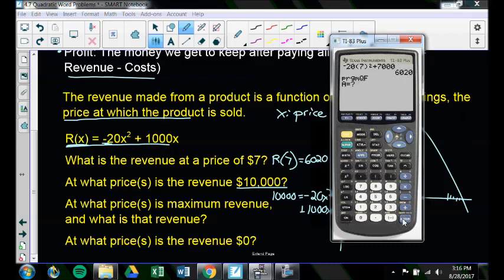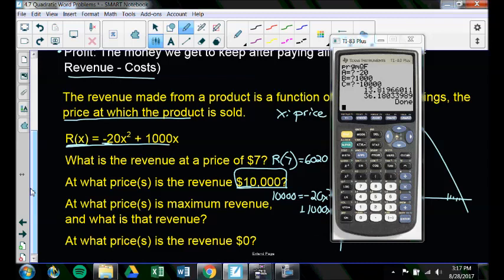My A value is going to be negative 20. My B value is going to be 1,000. And my C value will be negative 10,000, because we subtracted 10,000 from both sides. And we make 13.8 or 36.1. Those should be the two prices. If we want the revenue to be $10,000, we'll do 13.8 as our price or 36.1 as our price.